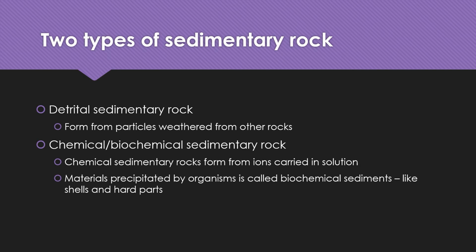Detrital sedimentary rock, which forms from particles weathered from other rocks, and then you have chemical and biochemical sedimentary rocks. Chemical sedimentary rocks form from ions carried in solution, and materials precipitated by organisms are called biochemical sediments, like shells and hard parts, is what make up the biochemical aspect.